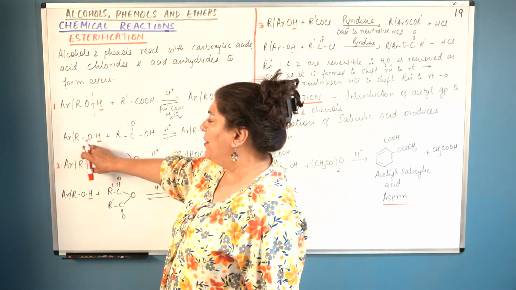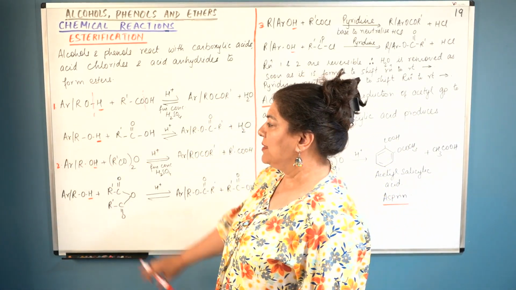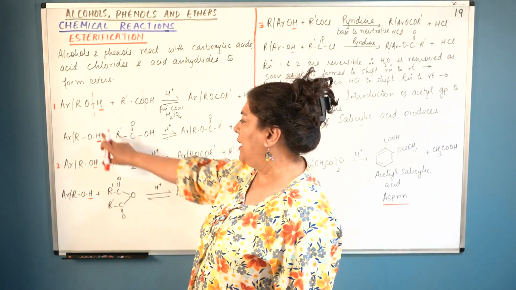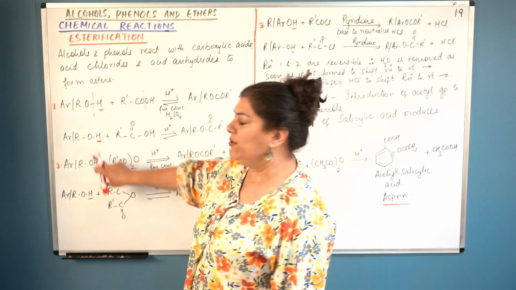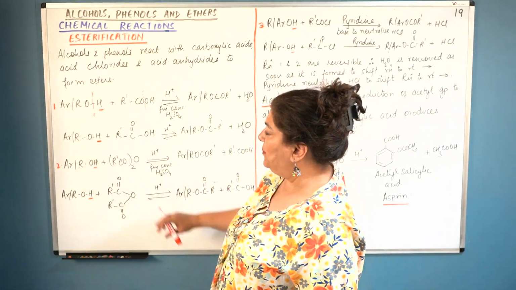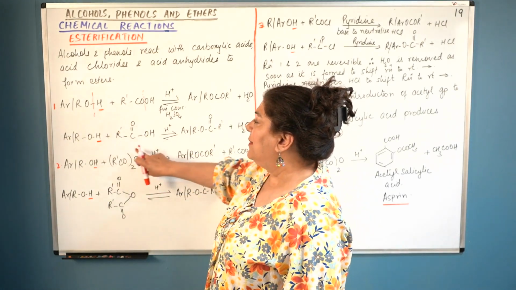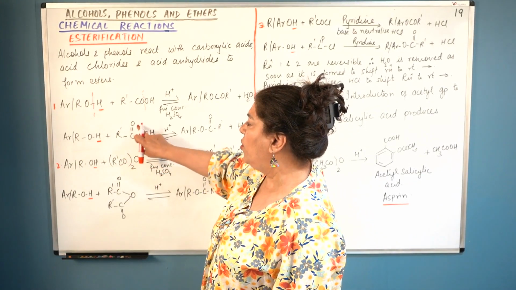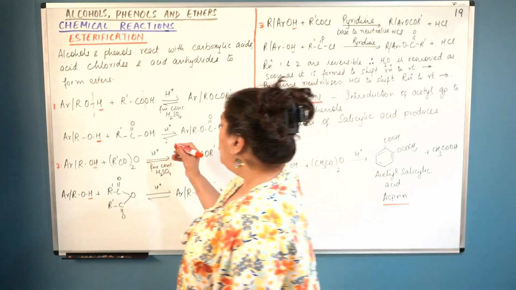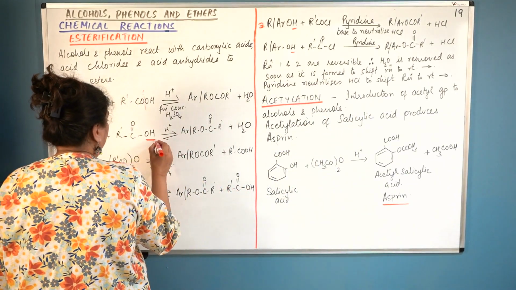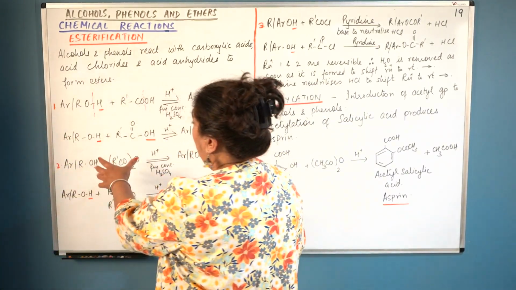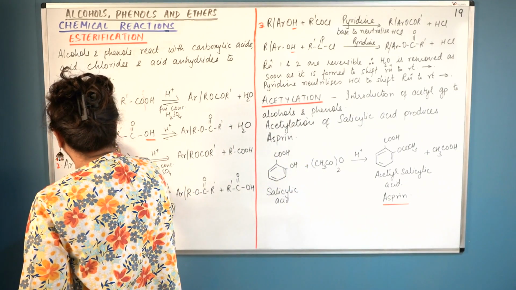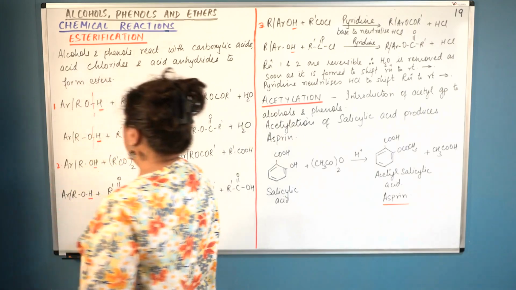So ArOH, we do understand the bonding. This is the alkyl group or the aryl group, and this is oxygen and hydrogen. And the bond that is breaking, only hydrogen is going to move from here. While the carboxylic acid, the structure can be written as R-COOH. So the OH from here and the H from here, this bond is breaking here and this bond is breaking here.